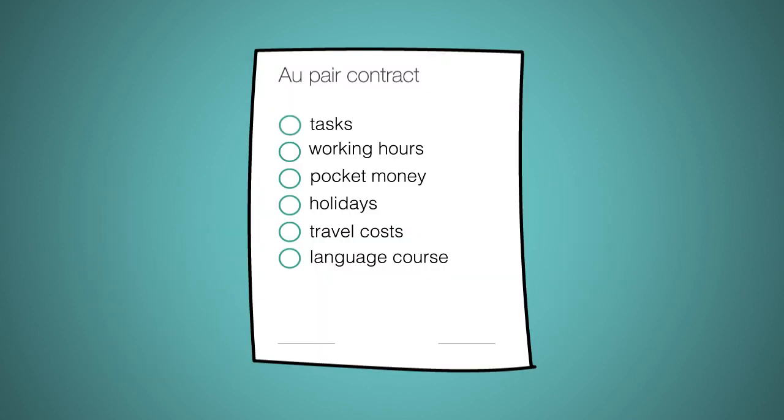Such details include the au pair tasks, working hours, pocket money, holidays, travel costs, or the language course. All these points should be written down in the au pair contract, which both parties sign. This way, everyone is clear about their rights and obligations.